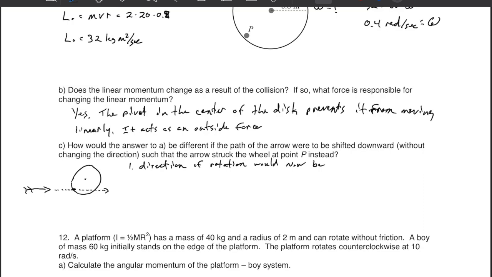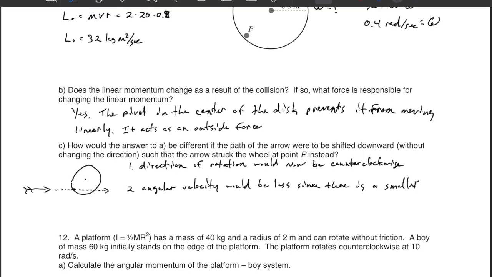The second thing is that based on our mvr calculation, the mass of the arrow hasn't changed, the velocity of the arrow hasn't changed, but the radius of its line of action from the pivot point is different. It's smaller. So it's going to have a smaller rotational momentum, angular momentum, I should have said. So a smaller angular momentum will result in a smaller system velocity. So the angular velocity of the disk would be less than it was.